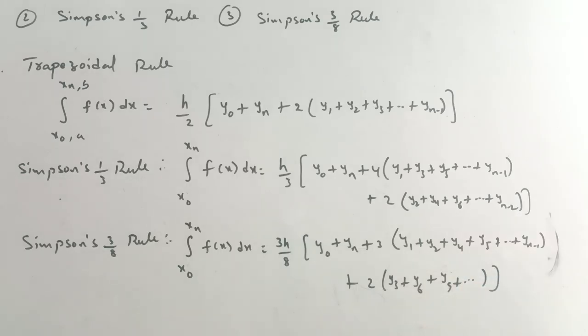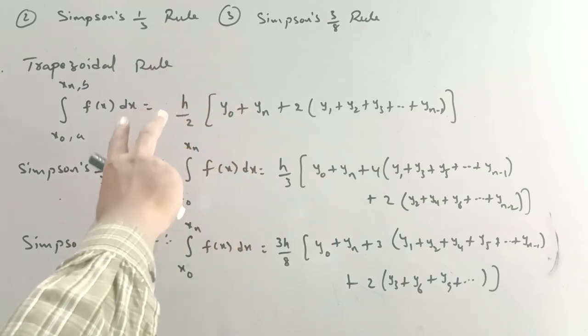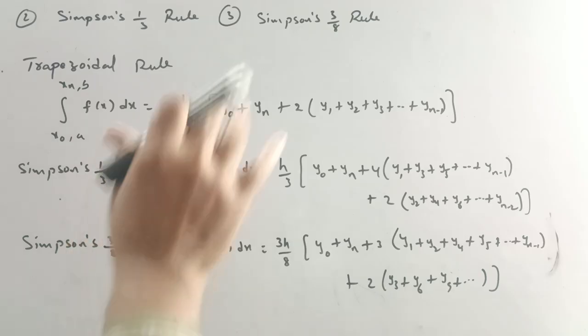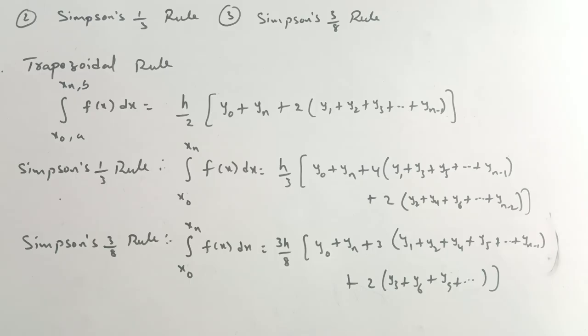That means the first and last ordinate, and 3 into the ordinates that are not multiples of 3, plus 2 into the multiples of 3. These three are the basic numerical integration formulas: the trapezoidal rule, Simpson's 1/3 rule, and Simpson's 3/8 rule. Using these three formulas, we solve the problems. Let us see one problem, then you will understand how to use them.